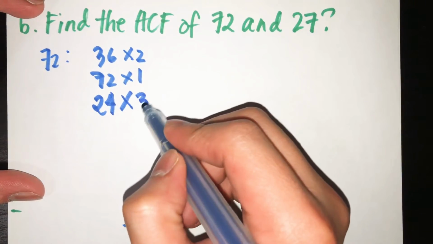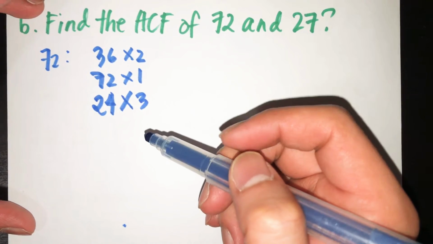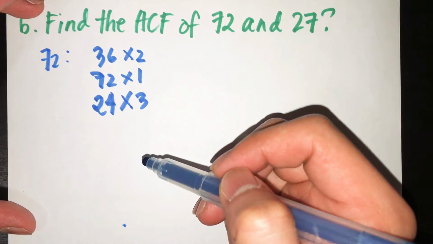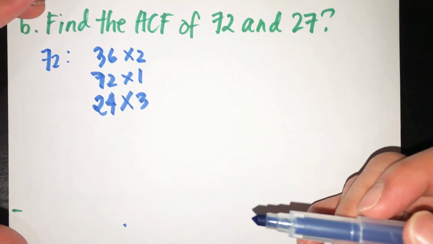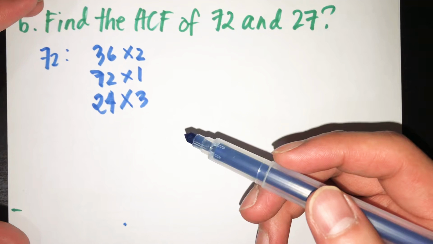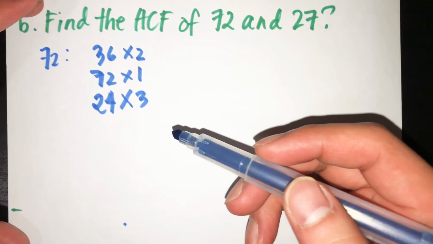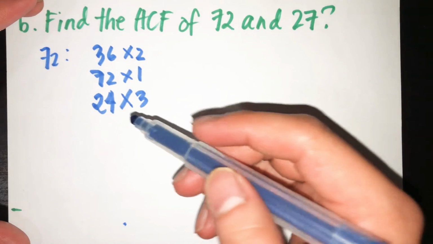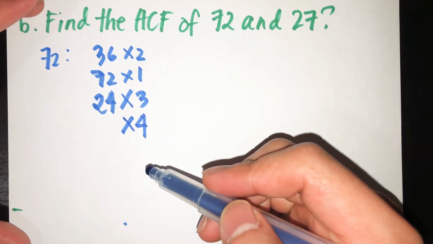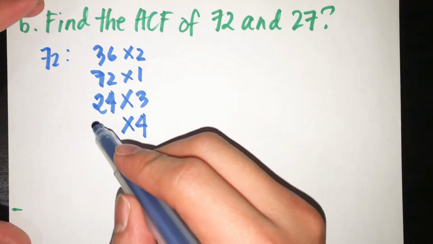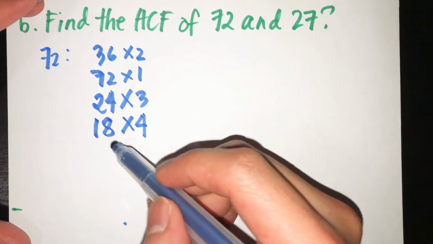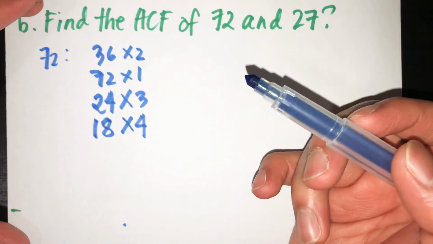Now make sure you also study the divisibility rule. I will link it also in the description box below, so that you can easily factor out numbers. What else? We can have times 4, which is 18. Is this correct? No, it's not. Okay, we'll check.